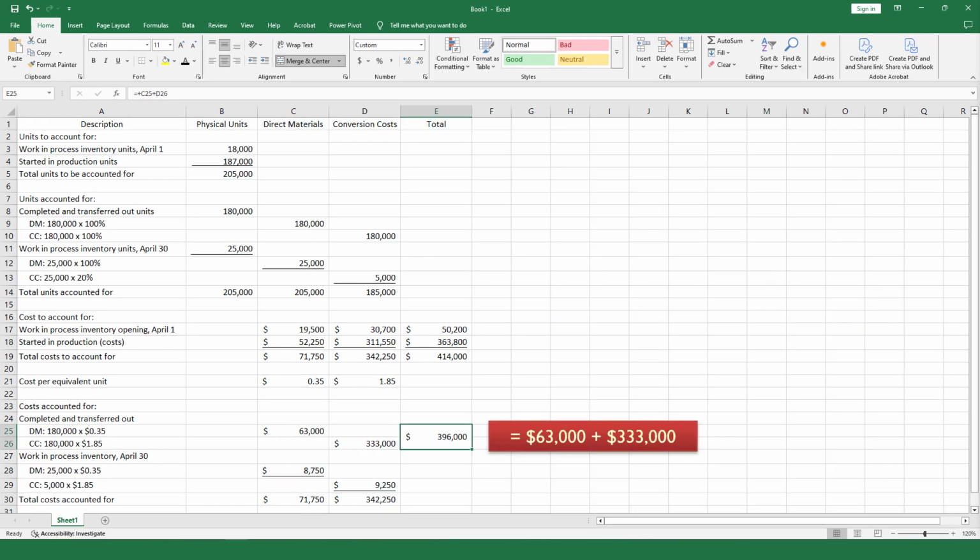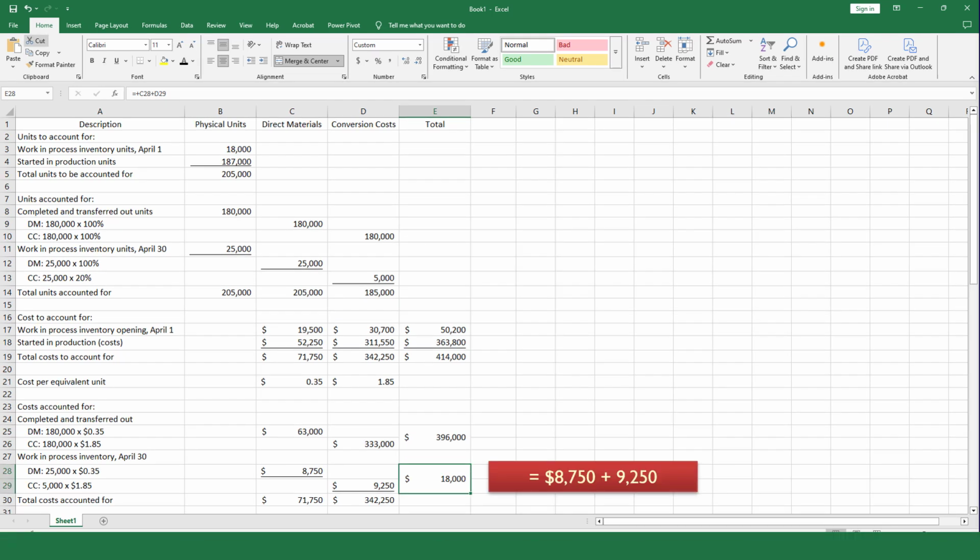If we now add the completed and transferred out for the direct materials and the conversion costs, we get $63,000 plus $333,000, which is equal to $396,000. This is the total amount which will be transferred to the next department, work in process inventory, baking. We can also add the value of the work in process inventory for the mixing department at the end of April. $8,750 plus $9,250 is equal to $18,000. This will be the balance in the work in process inventory mixing account at April 30th.